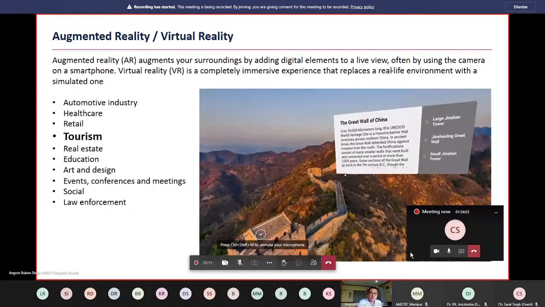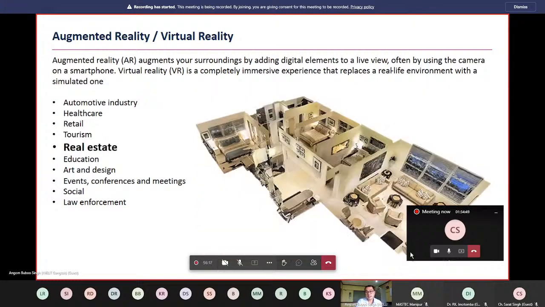Tourism is another area where virtual reality is applied. Because of the COVID lockdown, many people have felt that tourism is down. So now many tourism companies are offering something like try before you fly, where they give you a virtual reality tour before actually going to that tourist area. Real estate is another area where people can finally check and feel how a house, a building, or a landscape is like before actually going and buying it.